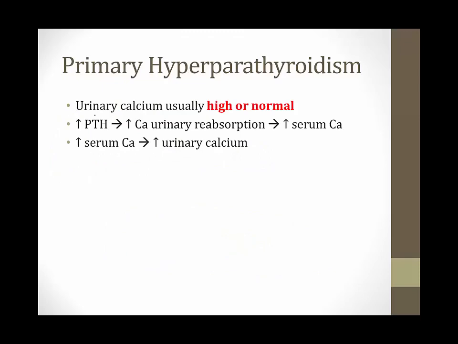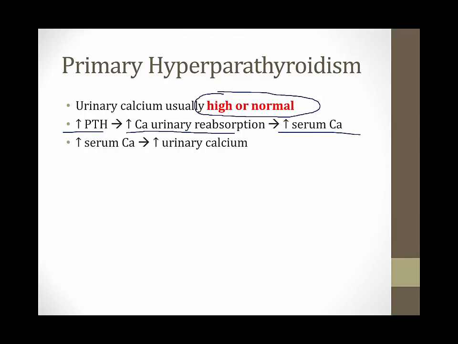Let me make an important point about the urinary calcium level in primary hyperparathyroidism. The urinary calcium level is usually high or normal, and this can be confusing as a medical student. The high parathyroid hormone level leads to increased urinary reabsorption of calcium, and as you know, this is one of the mechanisms that leads to hypercalcemia.